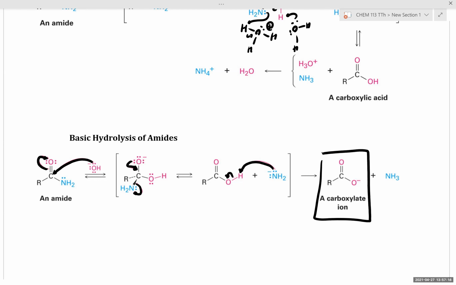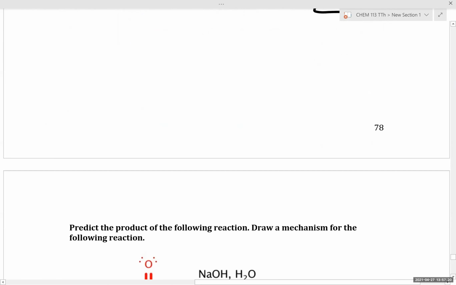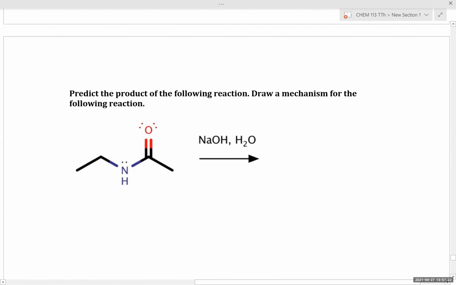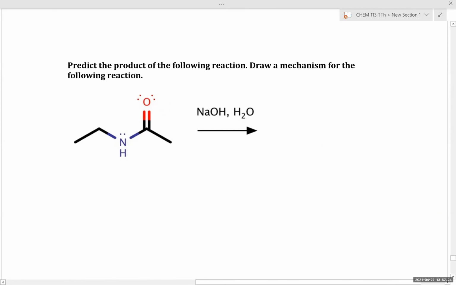Perfect, perfect. So let's try to practice what we've learned, and let's try to predict the product from the following reactions and draw a mechanism for each reaction.